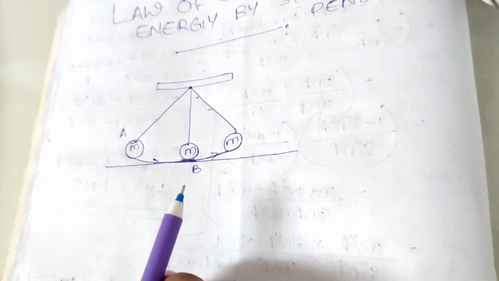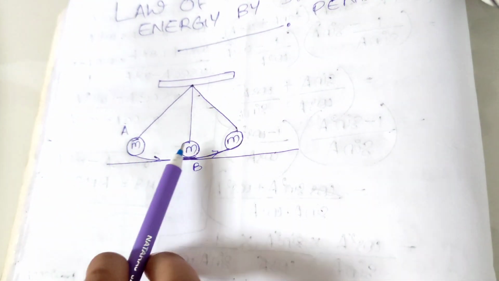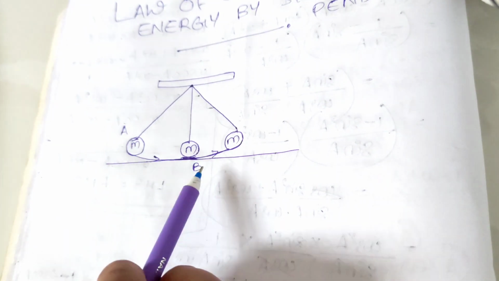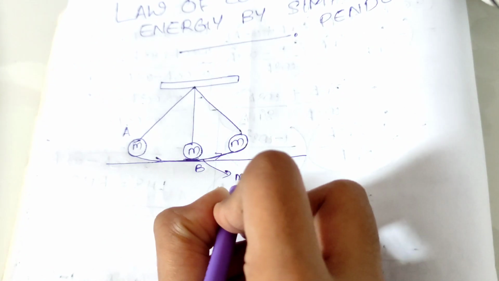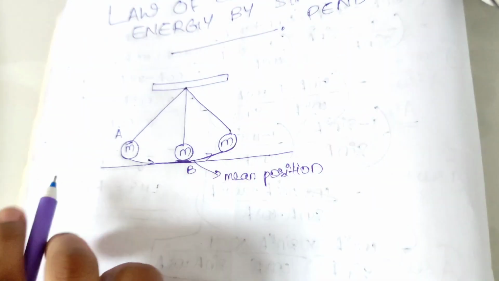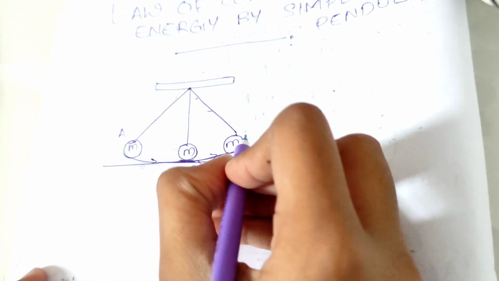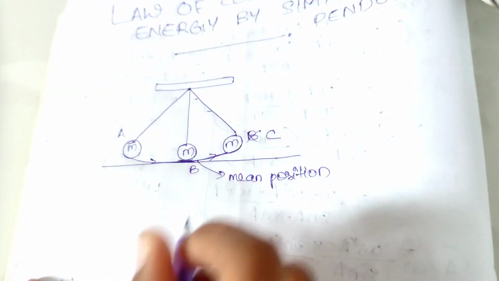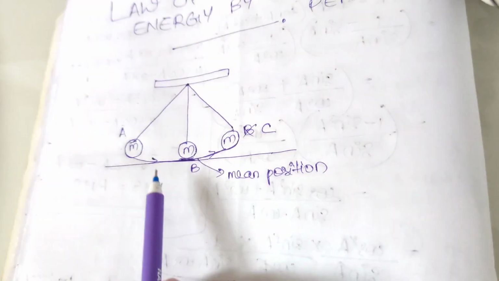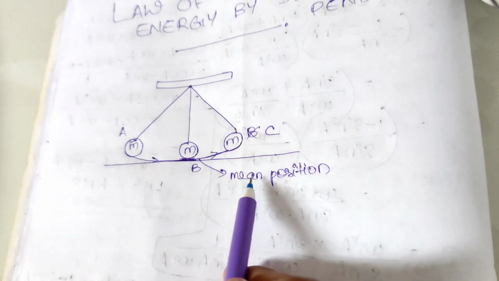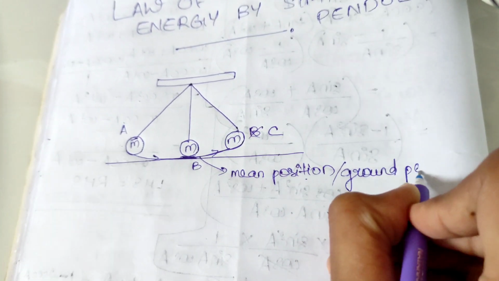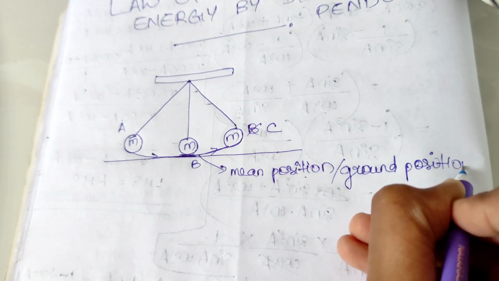Now this is a simple pendulum and this is the first position. The first position is given as B, that is the mean position of the simple pendulum. Another position is given as A and this position is given as C. M is the mass of the simple pendulum, and this is the mean position or ground position.